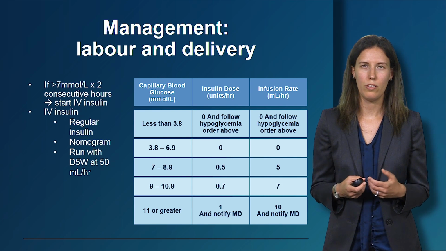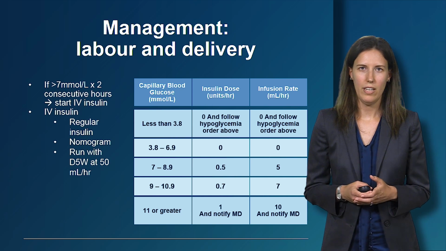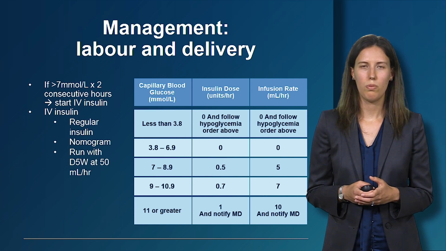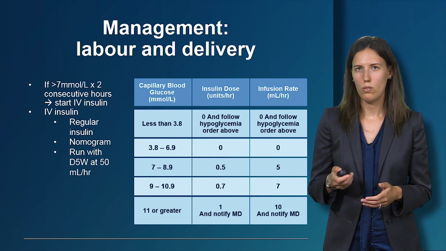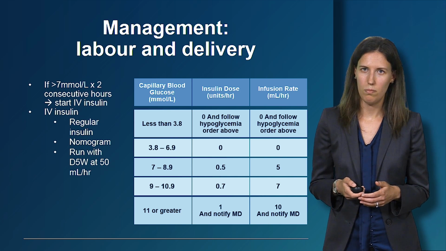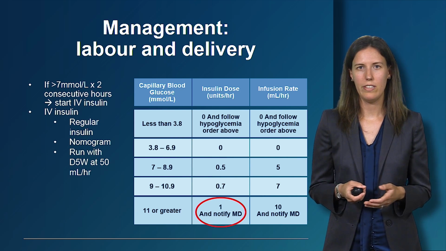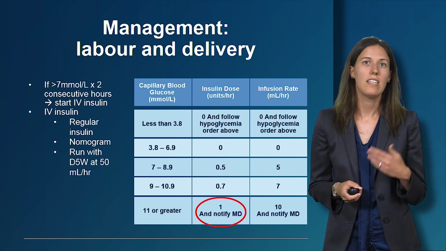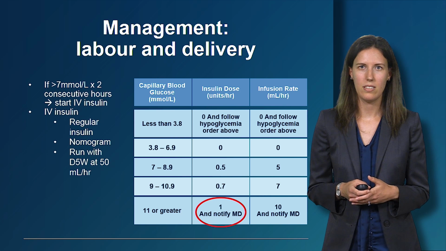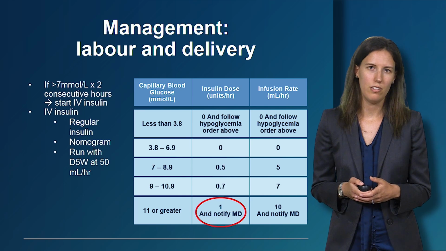Here is an example nomogram for IV insulin. In this nomogram, you can see that for each range of a blood sugar, there is an insulin dose in terms of units per hour that it is run at. And it also gives you the infusion rate, which may be different based upon how the insulin is mixed with the IV fluids. Of note, if a blood sugar is above 11 on this nomogram, that's outside the range of this nomogram, and the recommendation is to increase the IV insulin to 1 unit an hour and to notify the physician, as this may need to be increased even further.